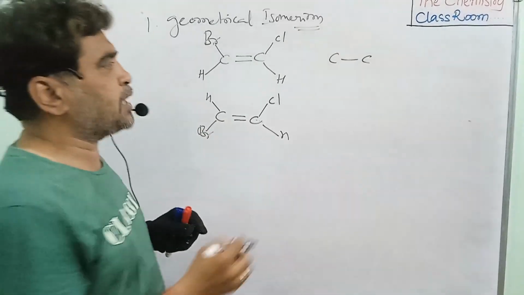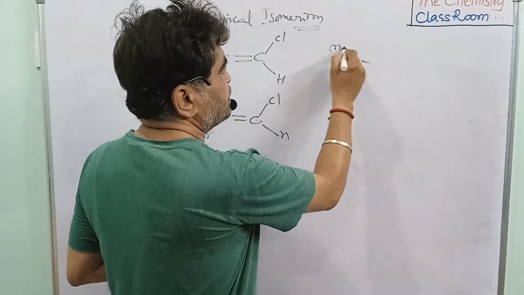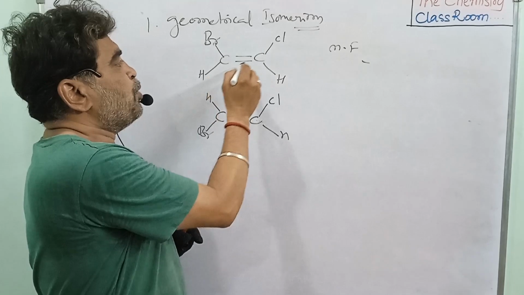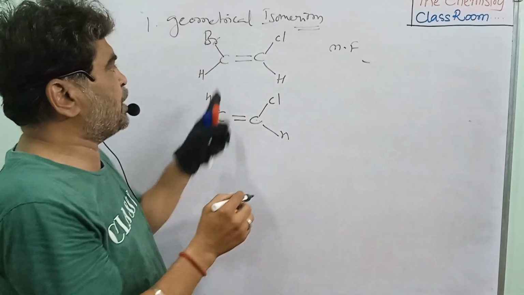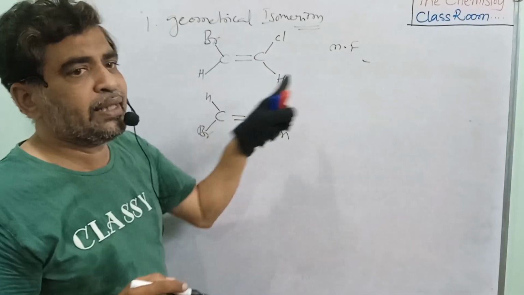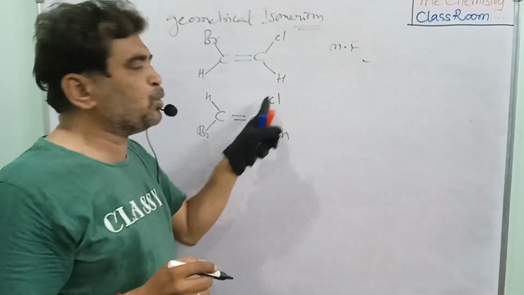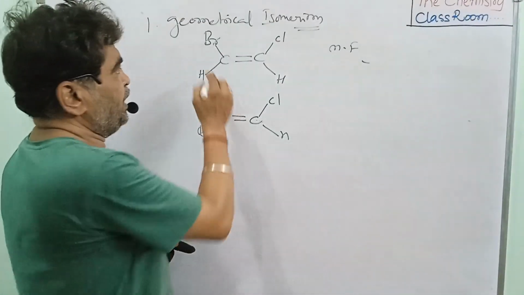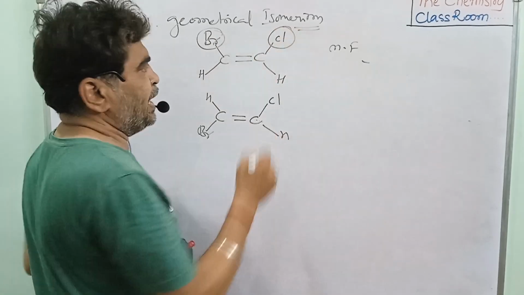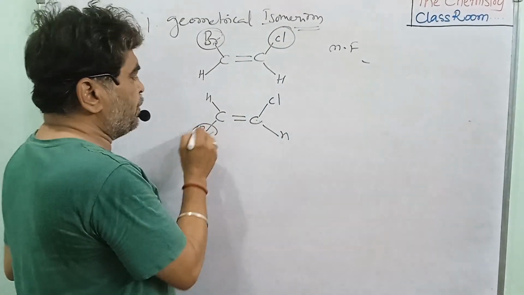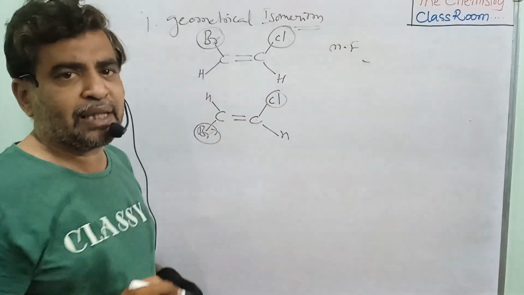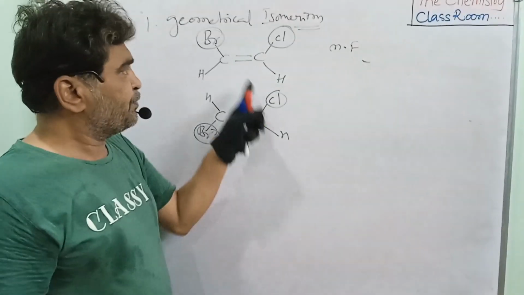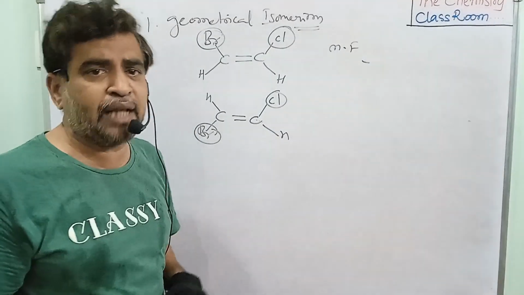Both have the same molecular formula, and the IUPAC name is also the same. So what is this compound? 1-bromo-2-chloroethene. This is also 1-bromo-2-chloroethene, but they differ in spatial arrangement. Why? Because here you observe the bromine and chlorine groups on the same side. Here the bromine and chlorine groups are on opposite sides.